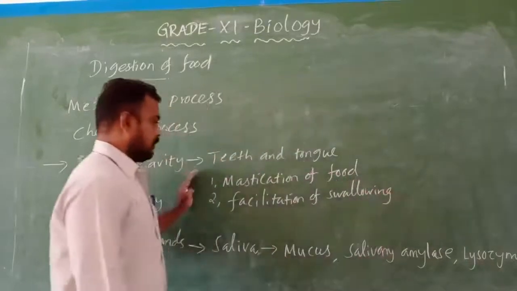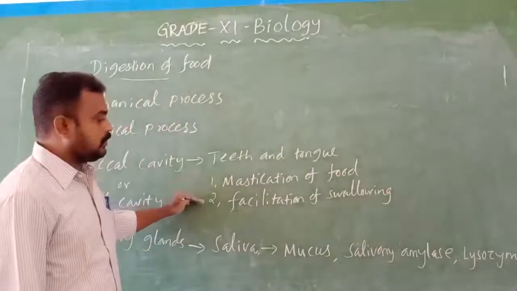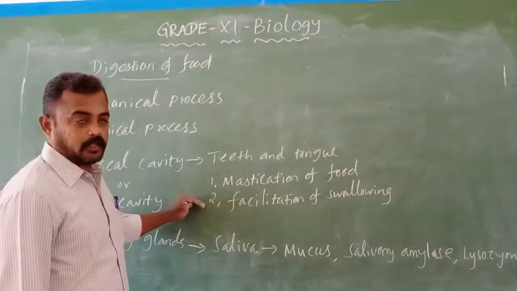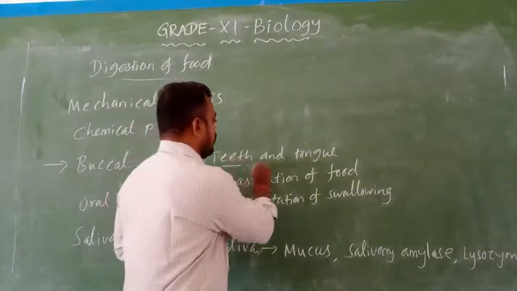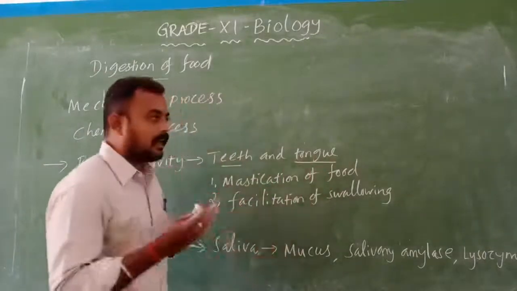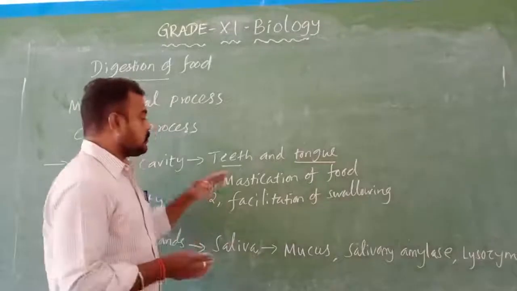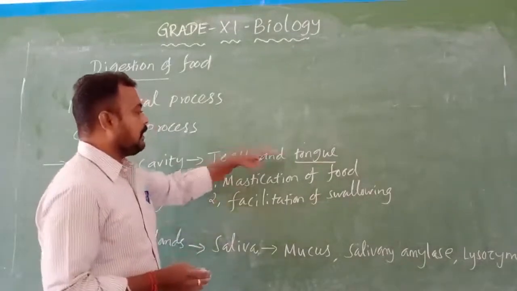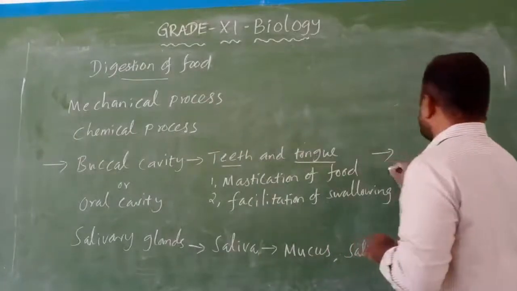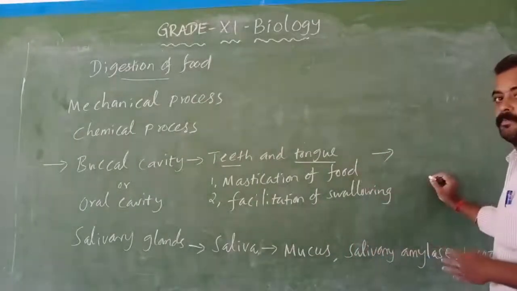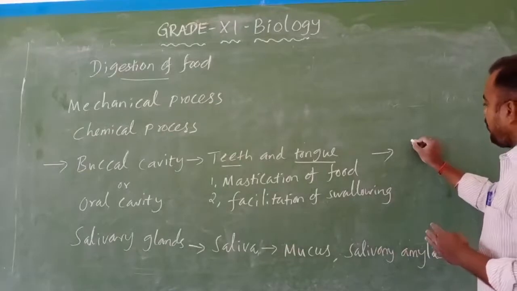Two functions are there: mastication of food and facilitation of swallowing. Mastication of food is done by teeth and tongue. Mastication means grinding or chewing, right? So mastication is done by teeth and tongue, which masticate the food.